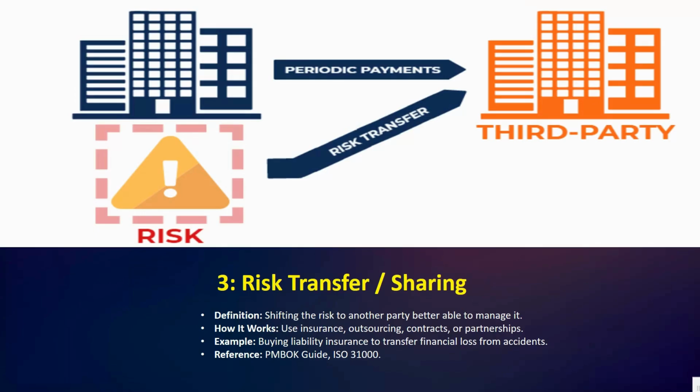Next we have number three, risk transfer, or you can say sharing. What if you could offload a risk to someone better equipped to handle it? Risk transfer is a powerful technique that allows you to shift the burden of a potential negative impact to a third party. Here we have the definition: shifting the risk to another party better able to manage it. How it works: use insurance, outsourcing, contracts, or partnerships.